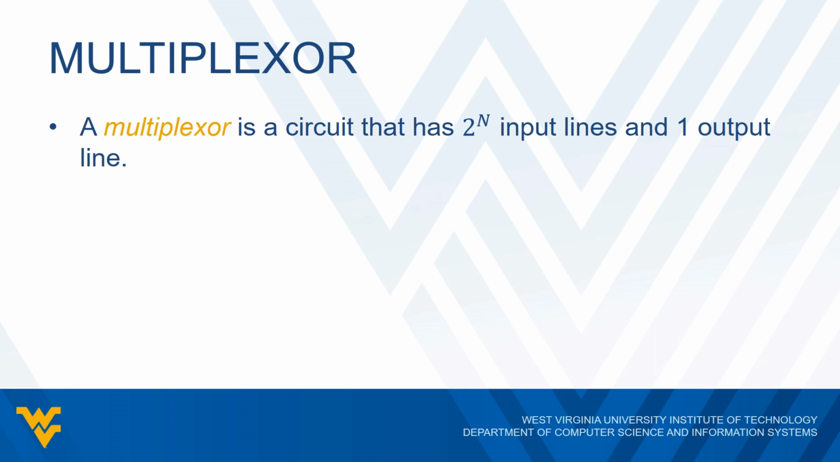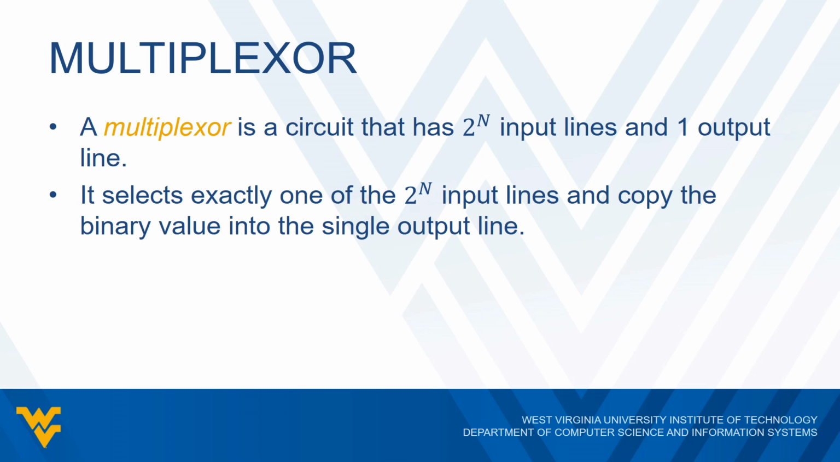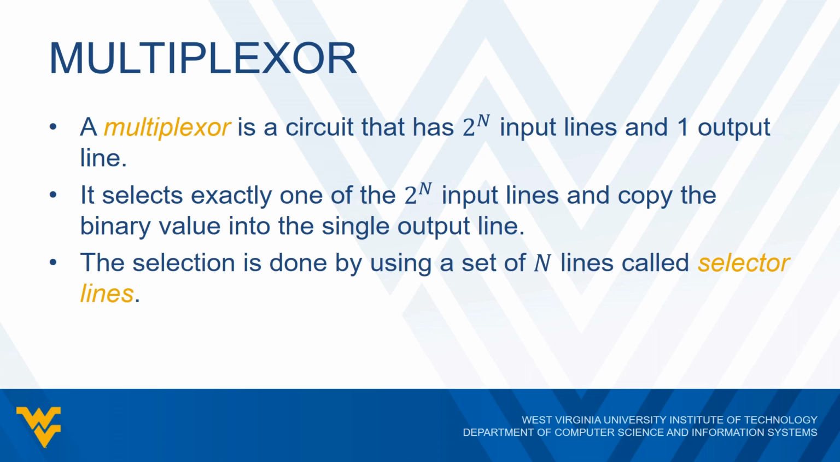So this is a circuit that has two power and input lines and just one output line. The function of this circuit is to select exactly one of the two power and input lines and copy the binary value of that input line into its single output line. The idea is that we would select the specific input by choosing among a set of additional N lines, and we call these lines selector lines.